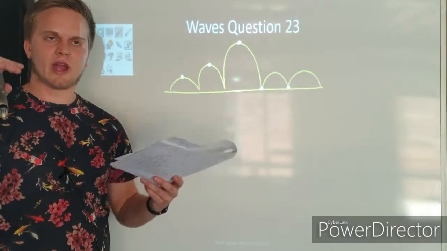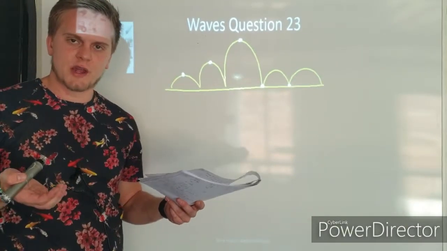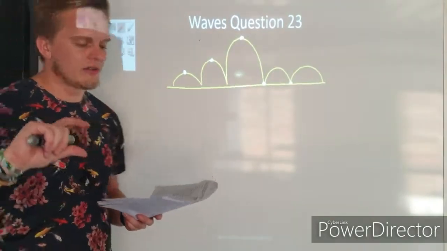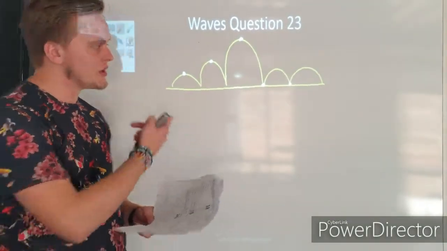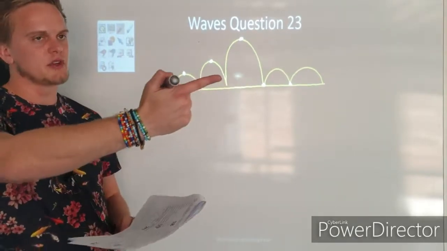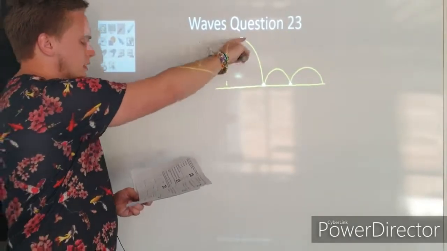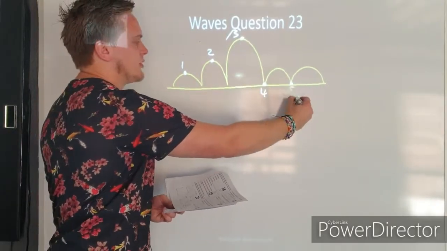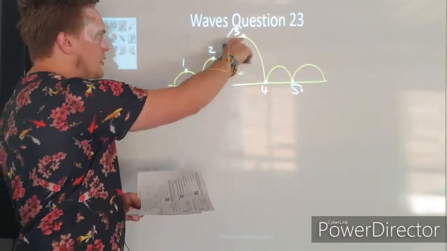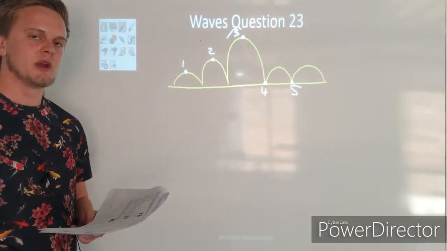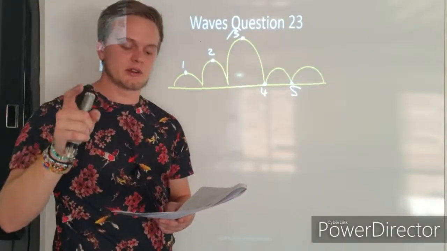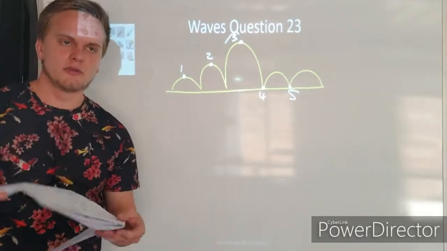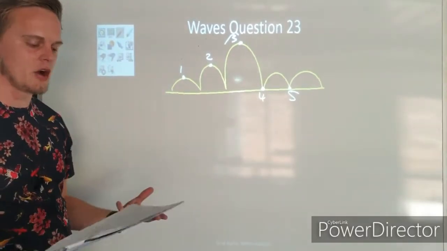Because remember, if we have two crests or two troughs that collide, or overlap, we will have constructive interference. So here we have an intensity curve. You should know that at the tops, we have positions 1, 2, and 3, and there's position 4 and 5. The tops of the intensity curves is where we have constructive interference. So we will have two troughs or two crests that overlap.